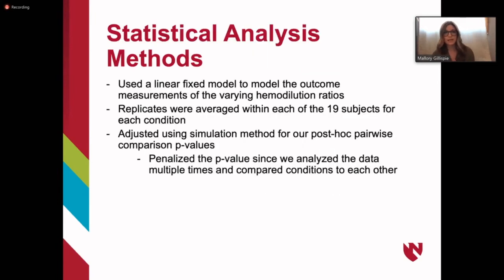So for the statistical methods, we used a linear fixed model to model the outcome measurements of the varying hemodilution ratios. Our replicates were averaged within each of the 19 subjects for each condition, and we just did this in case there was an outlier of some sort, so that we wouldn't have just run 1 test per subject per dilution ratio. And we chose to compare each hemodilution ratio to all the other ratios rather than just to normal volemia. So we did take a penalty in our p-value for significance for doing this, but we thought it was important to compare the different ratios to each other and not just to a normal volemic condition.